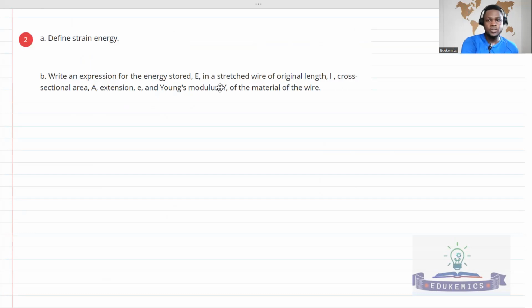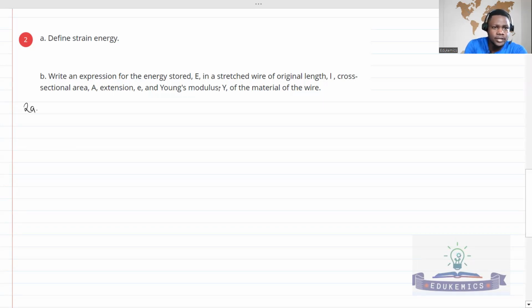So for our next question, we'll be dealing with question 2 of the 2023 WAEC theory. We are asked to define the strain energy, and then write an expression for the energy stored in a straight wire of original length L, cross-sectional area A, and extension e, with Young modulus E of the material of the wire. So what is strain energy? The strain energy of an elastic material is defined as the potential energy stored within an elastic material as a result of its deformation caused by external forces.